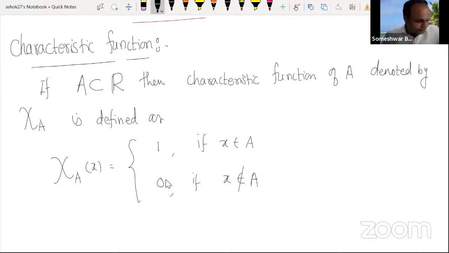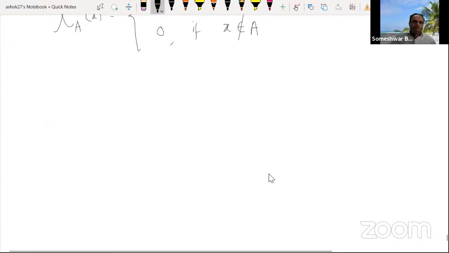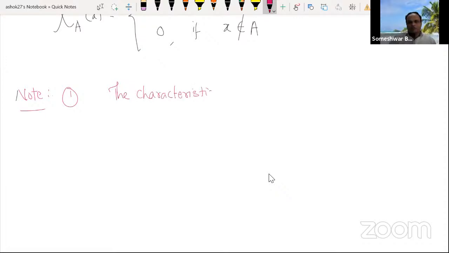Next, you will write it as a note. First, what is the characteristic function of the empty set? The characteristic function of the empty set is 0. So that will be the first note, or you can write it as a remark.